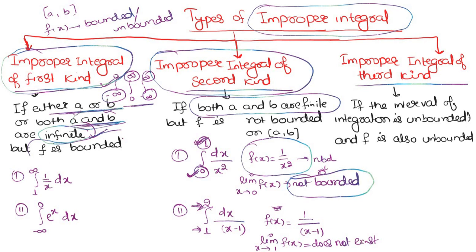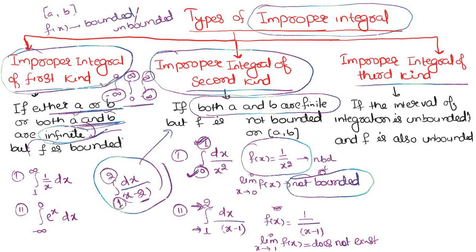One can also see an example like the integral from 1 to 2 of dx upon x minus 2. Here what we are doing actually is making the function unbounded at some points. Like here it is unbounded at 2. So this is an example for second kind, because the integration limits are finite, but the function is unbounded, most precisely in the neighborhood of 2. So this is improper integral of second kind. These are the examples.